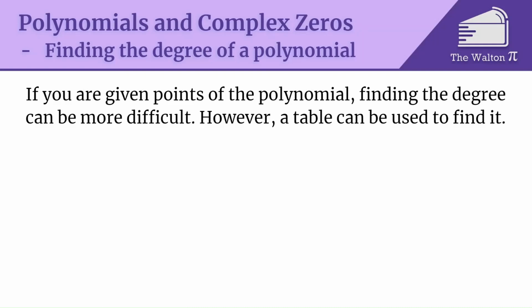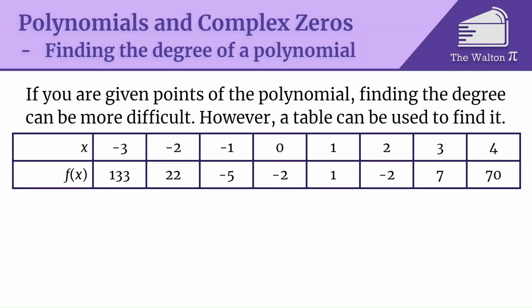Now, if we're given points on the polynomial, finding the degree can be a little bit more difficult. However, we can use a table to find it. So let's say that we are given this table that matches up with some polynomial. So when x is negative 3, f of x is 133. When x is negative 2, f of x is 22, and so on.